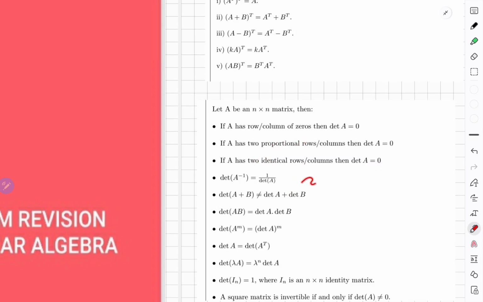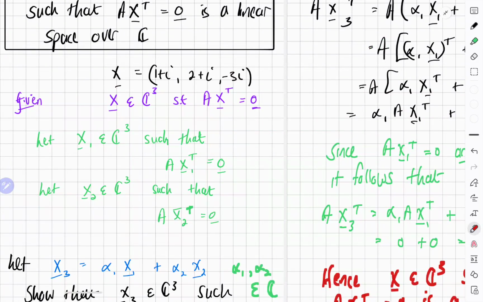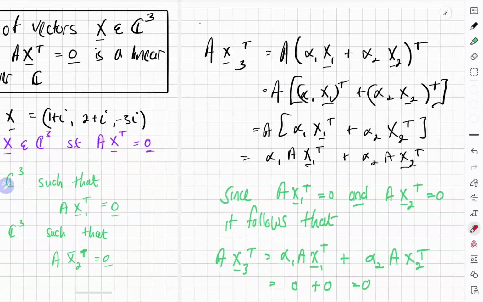I want you also to study the properties for determinants, which you have done in first year. So back to this question. So we've just said that if we have the transpose of a sum of two vectors, we can split and separate them and take the transpose of each one separately. So we have the A on the outside, we have alpha 1 x1 transpose plus alpha 2 x2 transpose.